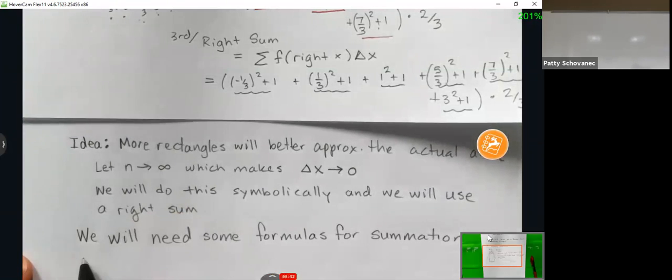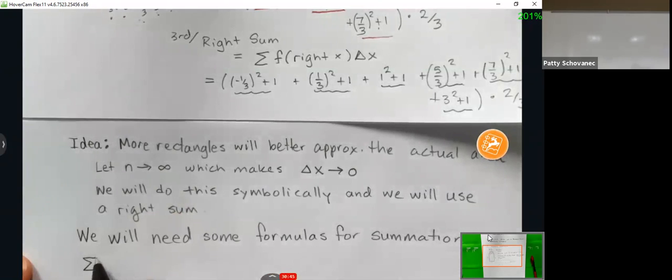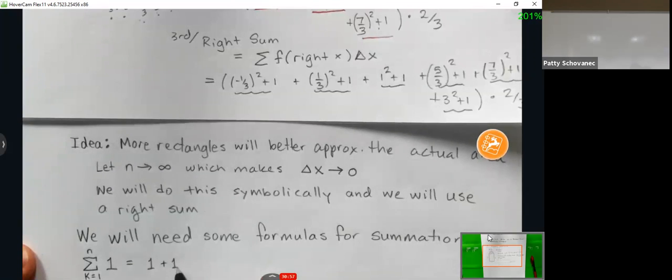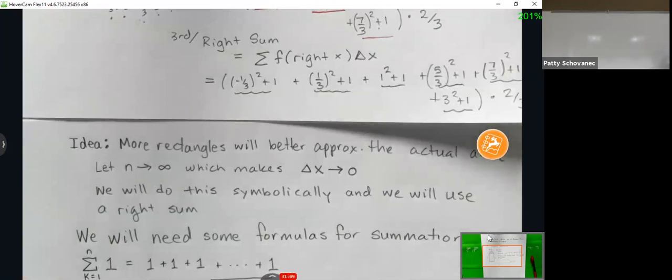The first one is that if you add up a bunch of ones, I'm going to use k as my counter. So if k is equal to 1 to n, and I add up n ones, so that means 1 plus 1 plus 1, keep going until I have n of these. Well, if I add up 3 ones, my total sum is 3. If I add up 5 ones, my total sum is 5. And so if I add up n ones, my total sum is going to be n.